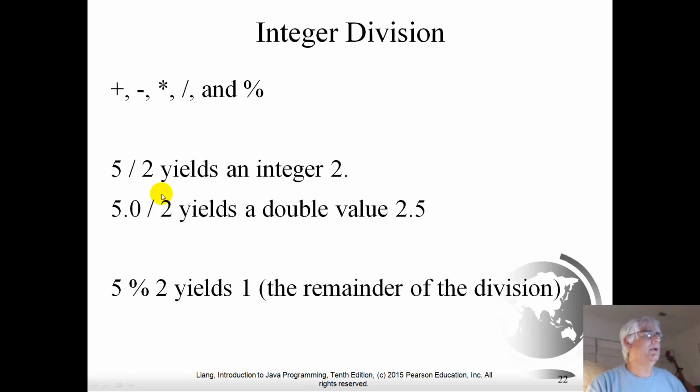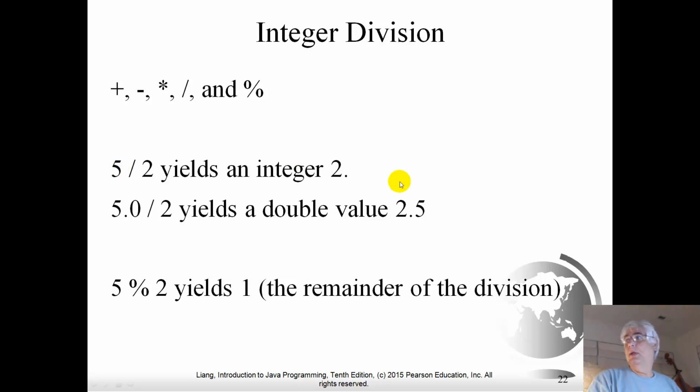Let's look at this first example here. I've got 5 divided by 2. Both of them are integers. 5 divided by 2, how many times does 2 evenly go into 5? It goes in twice. The remainder is truncated. It's thrown away. So if you were to write this line of code in your program, 5 divided by 2, the result you will get would be 2.